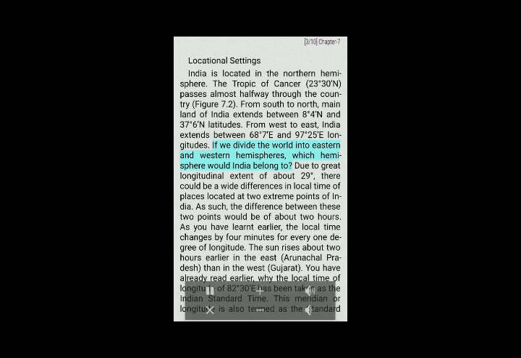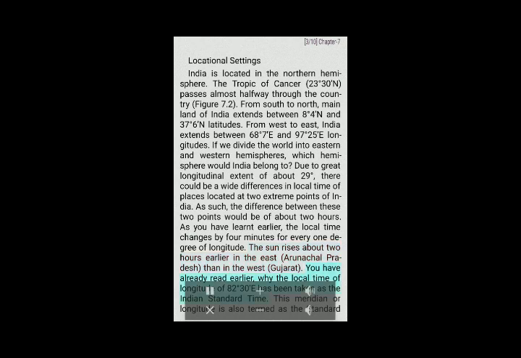If we divide the world into eastern and western hemispheres, which hemisphere would India belong to? Due to great longitudinal extent of about 29 degrees, there could be a wide difference in local time at two extreme points of India. As such, the difference between these two points would be of about 2 hours. As you have learned earlier, the local time changes by 4 minutes for every 1 degree of longitude. The sun rises about 2 hours earlier in the east, Arunachal Pradesh, than in the west, Gujarat.